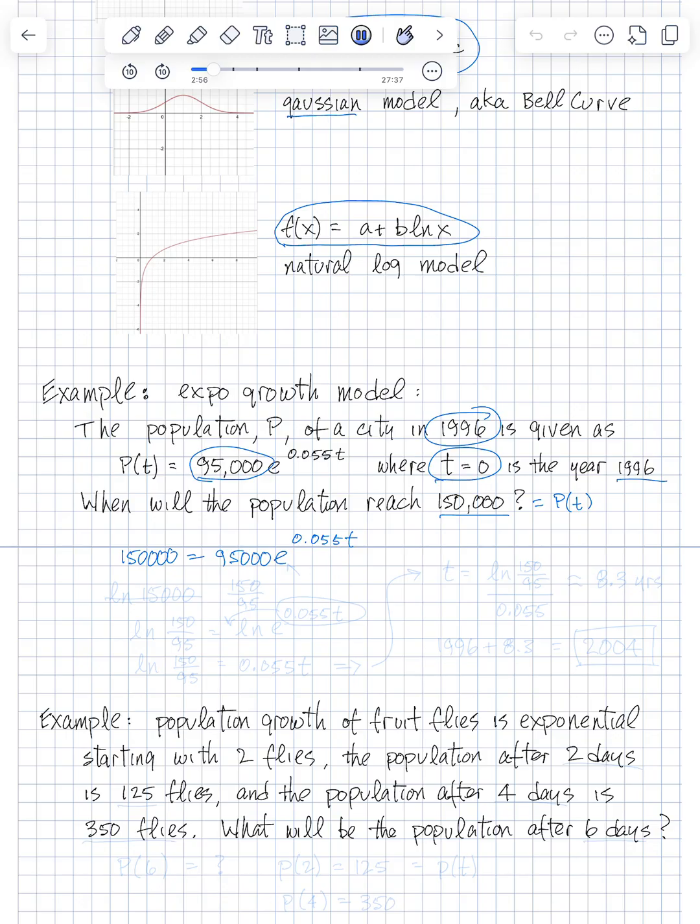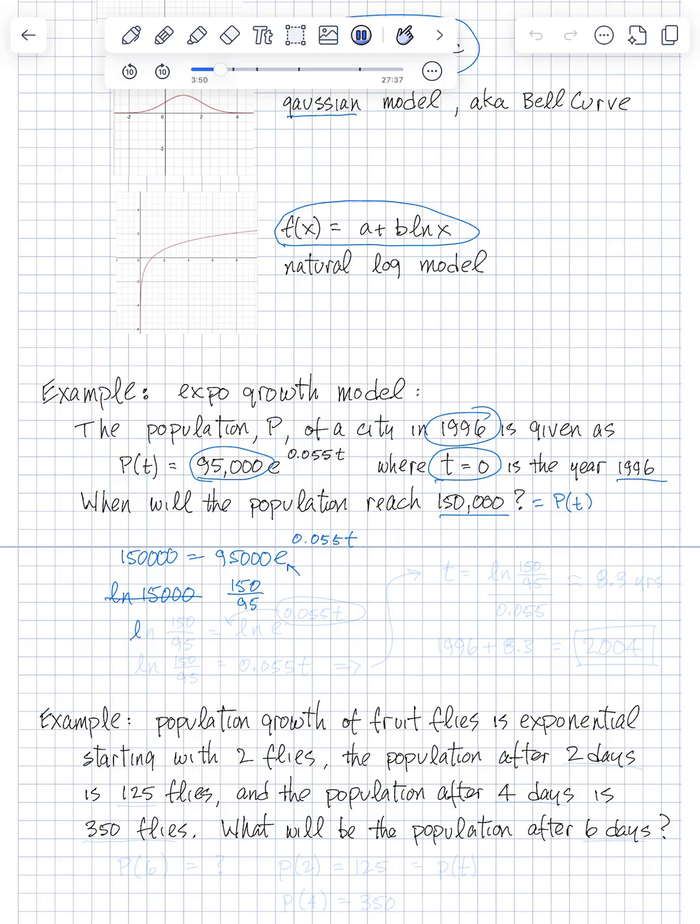Well, this is an exponential equation. The way you solve an exponential equation is you take the log of both sides. We're going to use the natural log because we're using the base of the natural log, e, in this case. Actually, what we're going to do first is simplify it a little bit. We're going to divide both sides by 95,000, and that gives us 150 over 95. That makes the math a little bit easier.